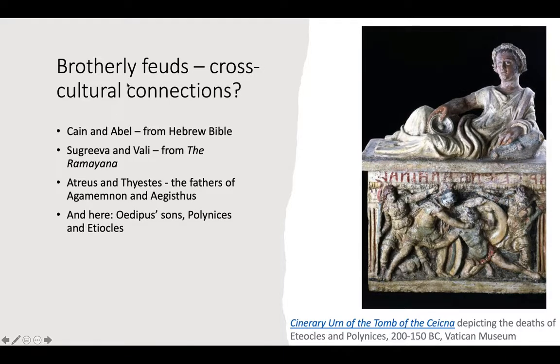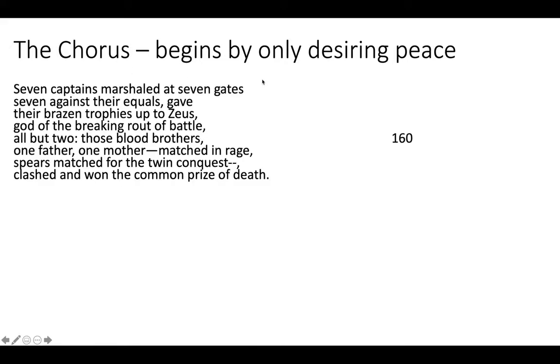Okay. So I bring this up just because we're going to have a conflict between sisters soon. But to say a little bit more about the war, we have the chorus in this play. They begin by only desiring peace. They'll have a kind of radical character arc, just like Oedipus did in his play, and the chorus did in his play as well. But they begin in this way. They really, really want peace.